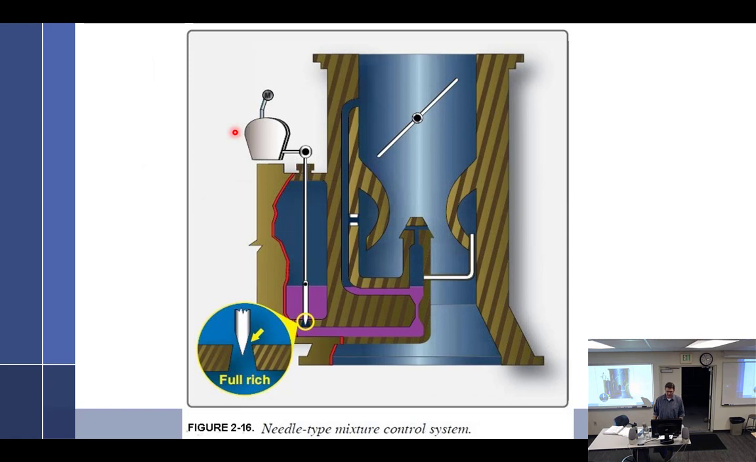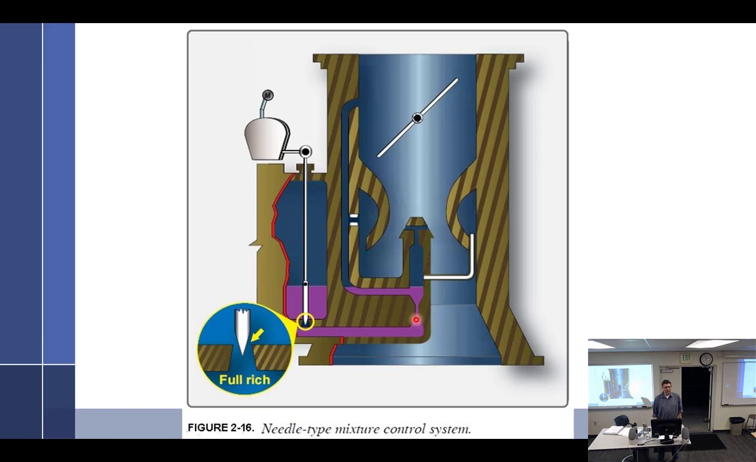All right, then we have the needle type. In this one, what's happening is we have a manual mixture control. Fuel comes down through here, so this would be the float chamber right here. And as this needle is opened all the way, full rich, then this space right here is bigger than this right here. What is this part? All right, main metering jet. So this is now bigger than the main metering jet.